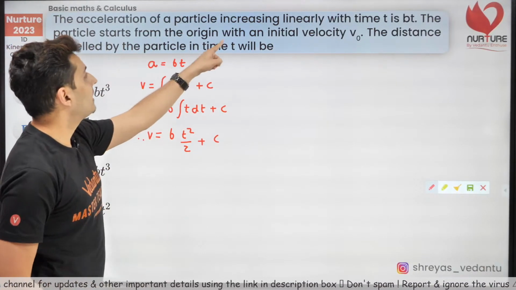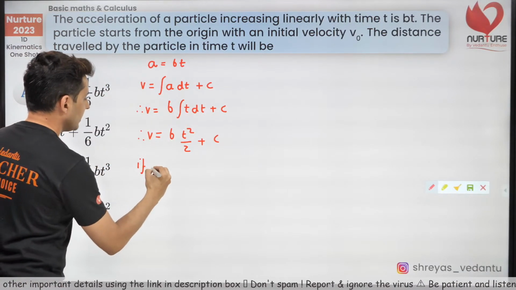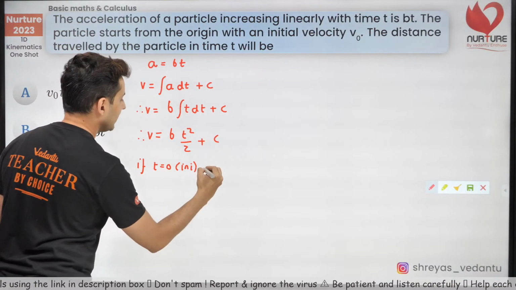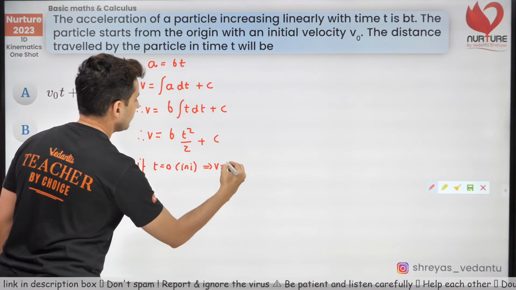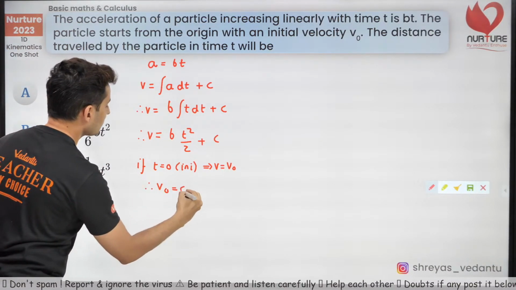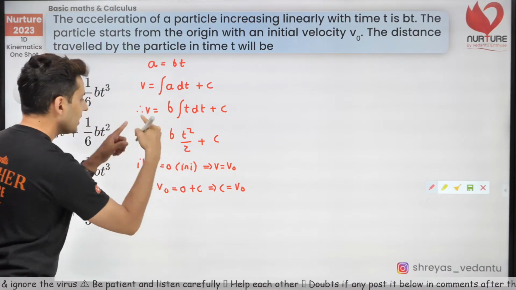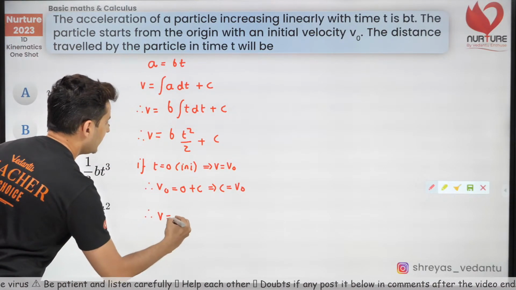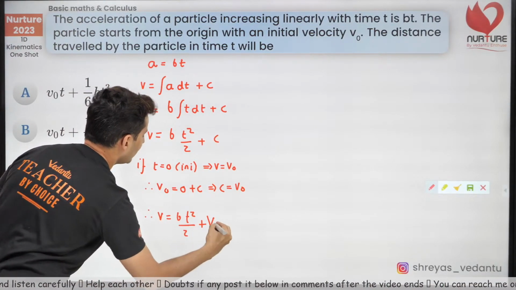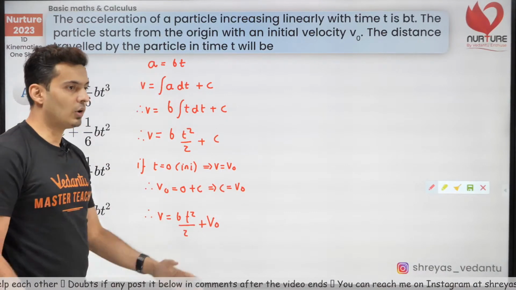Now it's given that the initial velocity was v naught. That means if t is equal to 0, basically initial, then velocity was v naught. So substitute it. Therefore v naught is equal to 0 plus c. That means c is equal to v naught. Therefore I'll get velocity is b t square by 2 plus v naught. This is velocity. This is the first step of my problem.